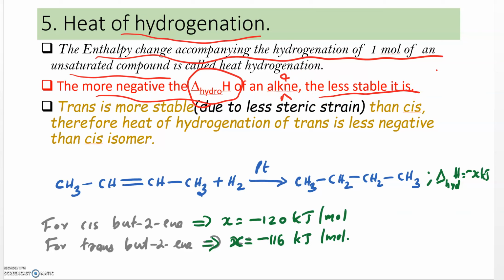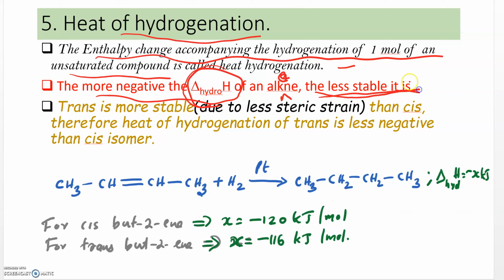A more negative value of enthalpy of hydrogenation means it has a higher tendency to undergo hydrogenation. That means it is less stable. The more stable compound has a lesser tendency to add hydrogen than the less stable compound. The enthalpy of hydrogenation is negative, and the more negative the value of delta H hydrogenation of an alkene, the less stable it is.